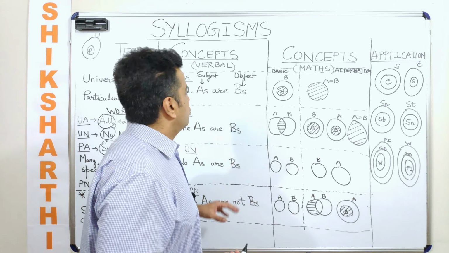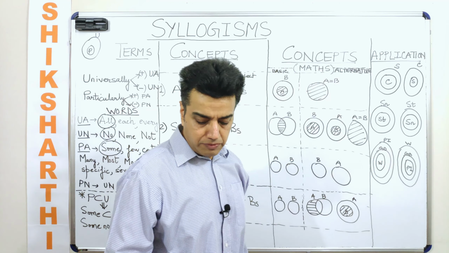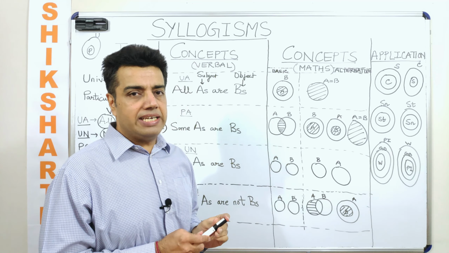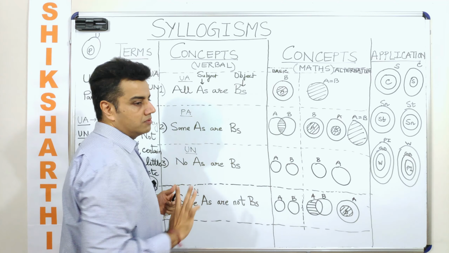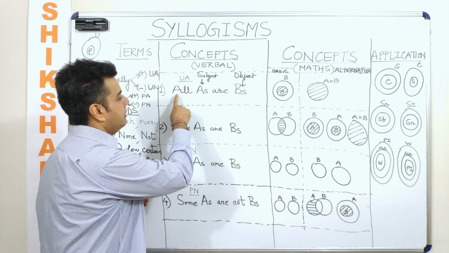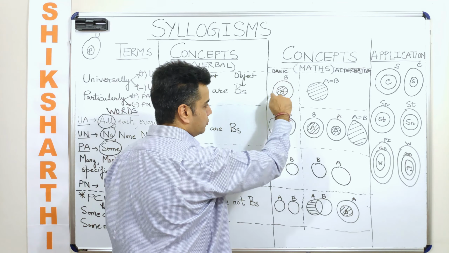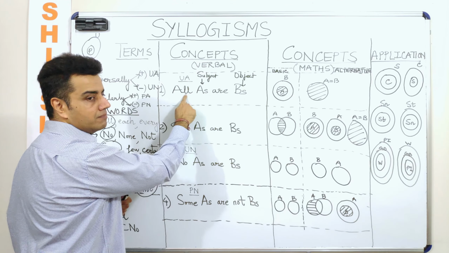Okay. So you will see that mathematical concepts have been further divided into two parts. One is the basic diagram that I am talking about. What is the basic diagram? What is the first impression of the statement that you get? It gives you the hint to draw the basic diagram. For example, if I say all A's are B's, I'll say what? All A's are B's. So the shaded portion signifies this quantifier.